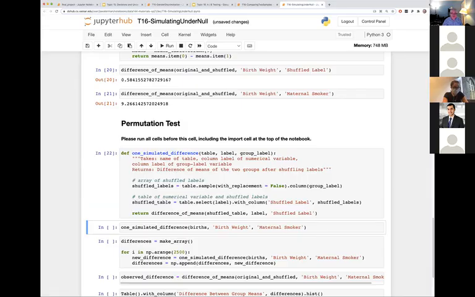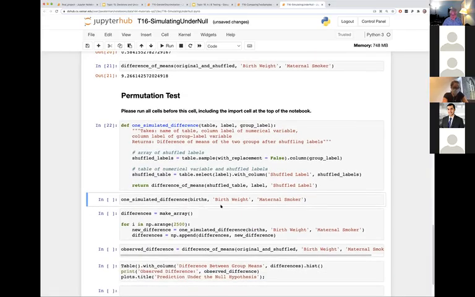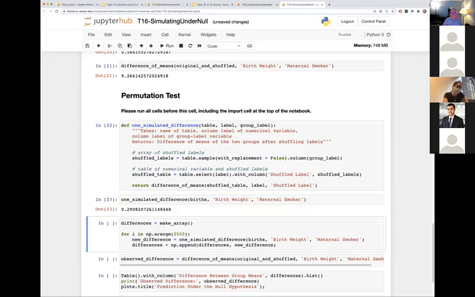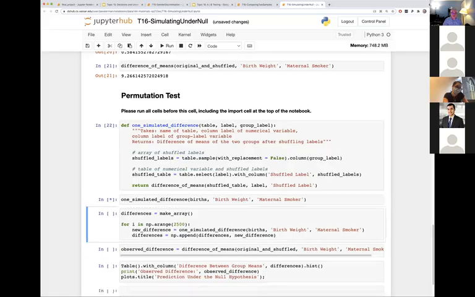Okay, and so now we can run this. We can pass in our table, then the column we compute the statistics on, and this is our grouping label. And so if we run this, every time we run this, we'll get a new statistic. You can see it changes each time, and there's some variance here, right?